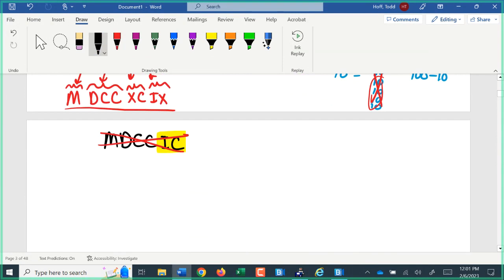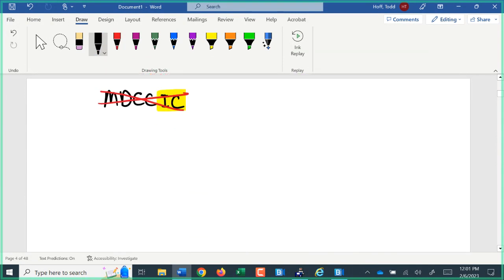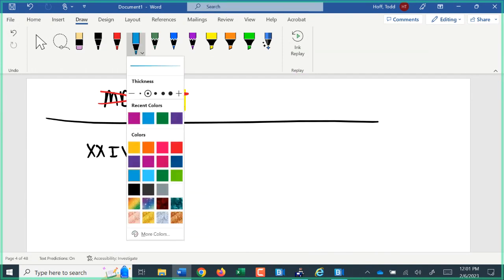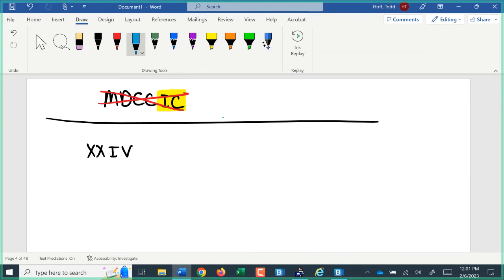Let's go the other direction. Let's take the Roman numerals and put them into our standard notation, our Arabic numerals. So something as simple as this, XXXIV. First thing we need to do is go through and identify which digits are positive and which ones are negative.